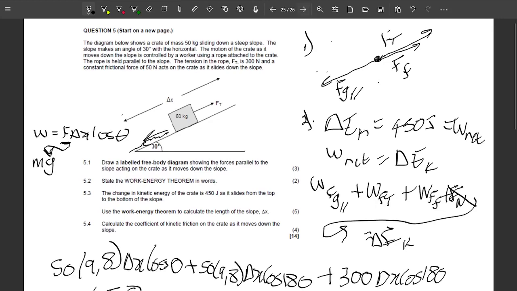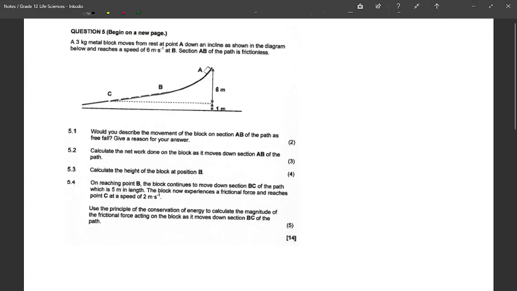If we take the next question, question 5, it says a 3 kilogram metal block moves from rest at point A, so it's moving down an incline, as shown in the diagram below, and reaches a speed of 6 meters per second when it reaches point B. Sections A and B are both frictionless. So this is frictionless, and I'm guessing we have friction there. I see a ragged drawing of some sort there.